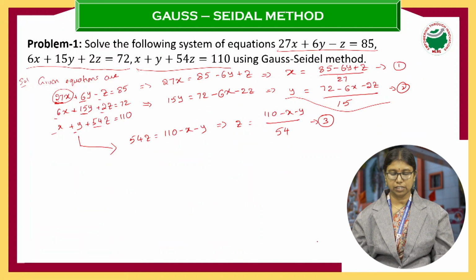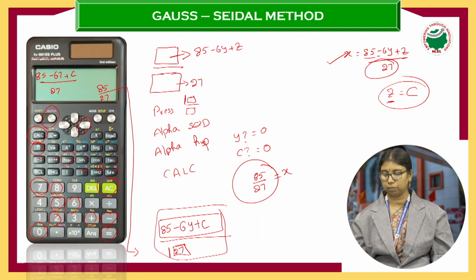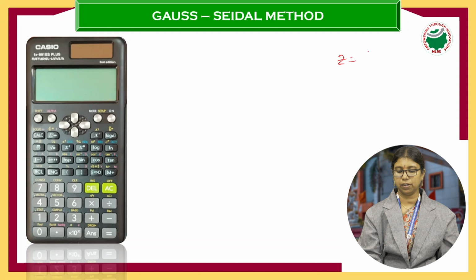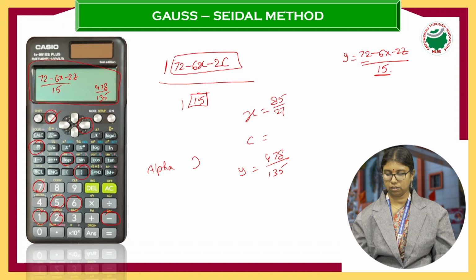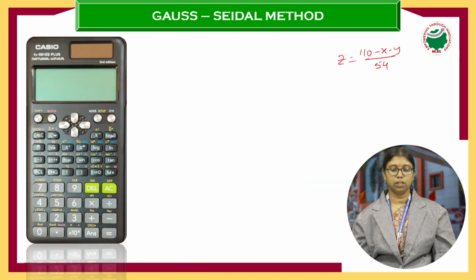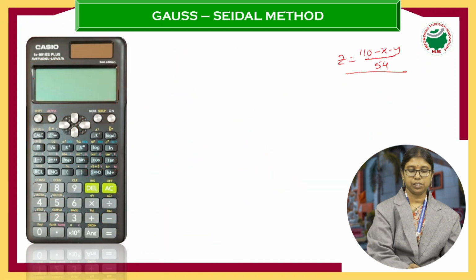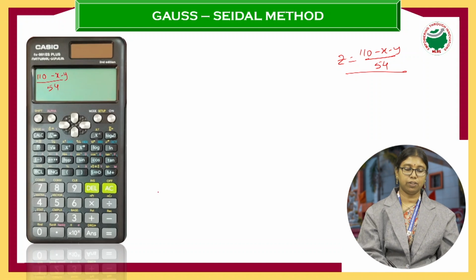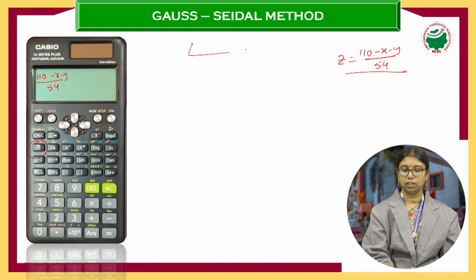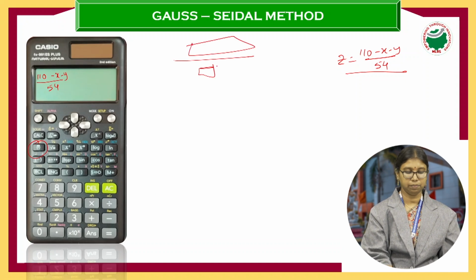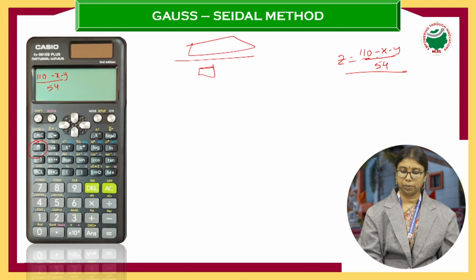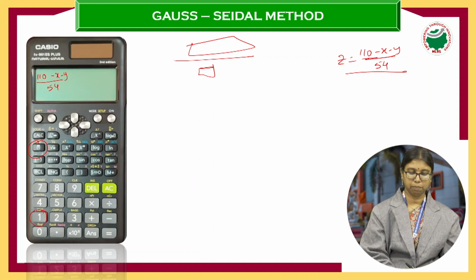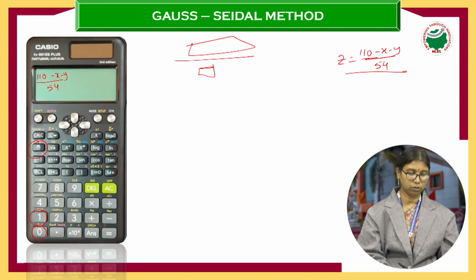Your third equation is z is equal to 110 minus x minus y by 54. So now you have to type this equation here, that is 110 minus x minus y by 54. For that, first you press the fraction button, then you will get the fraction on the screen. Now type the numerator. Your numerator is 110. Press 1 two times and then 0.